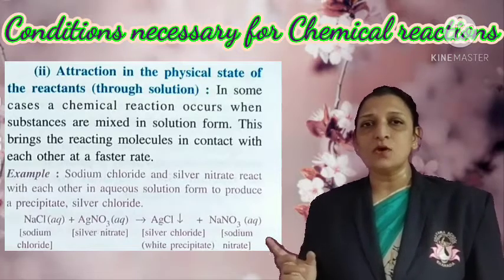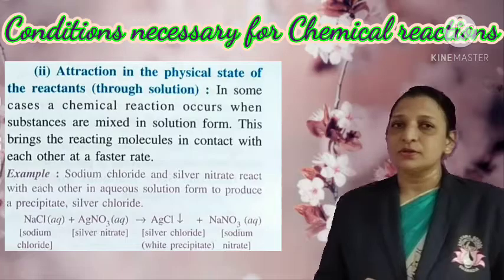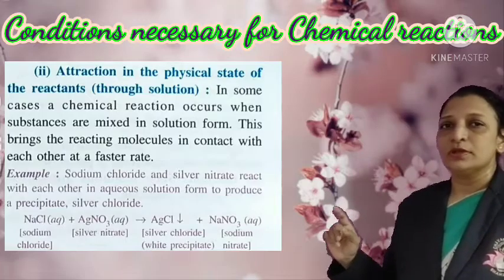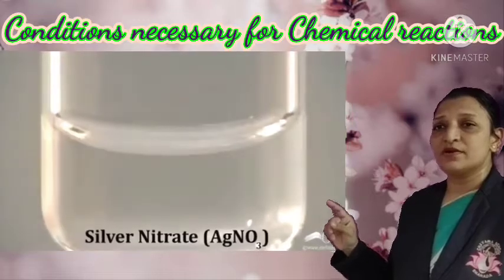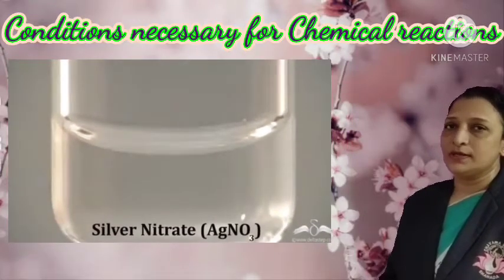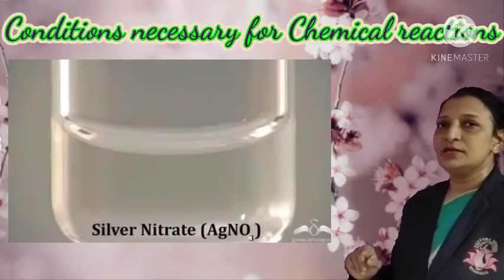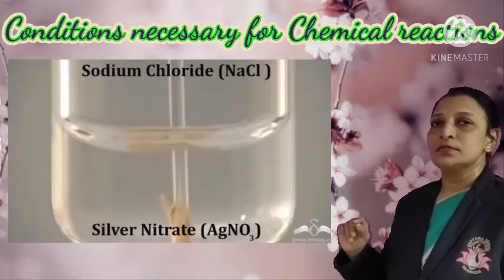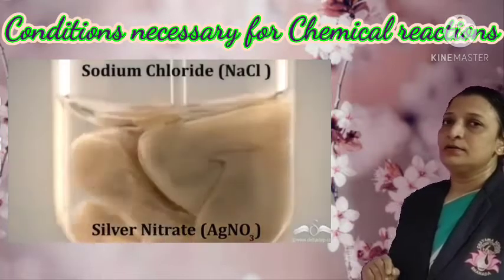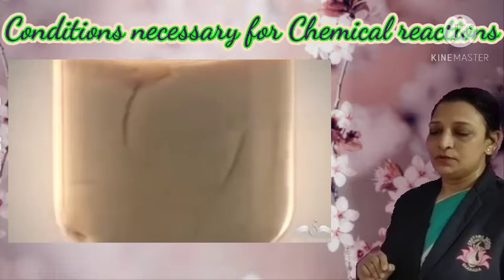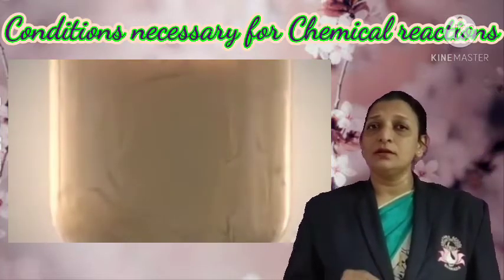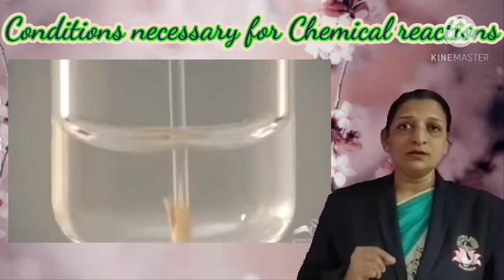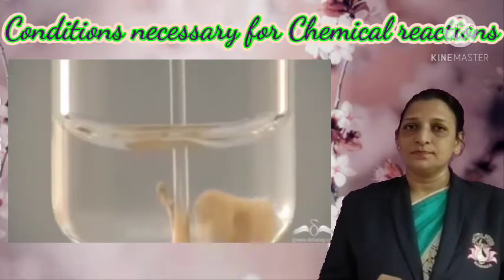Let us observe the chemical reaction between both the reactants. Here, aqueous solution of silver nitrate reacts with sodium chloride and as a result of reaction, silver chloride and sodium nitrate form. In this, silver chloride is giving white color precipitate.